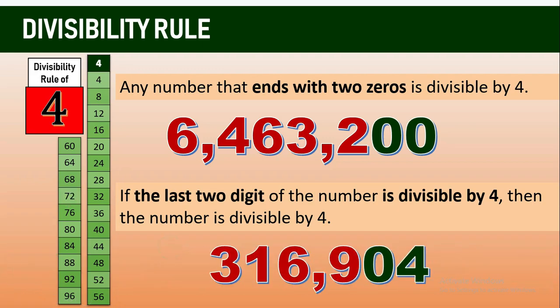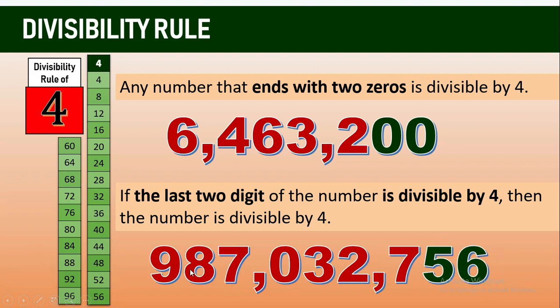Next one, 316,904. It ends with 04. 04, ibig sabihin, 4 lang din yon. So, alam nyo na nadi-divide siya ng 4. Next, 987,032,756. It ends with 56. Multiple ng 4 ang 56. So, itong buong number na to ay nadi-divide completely ng 4.